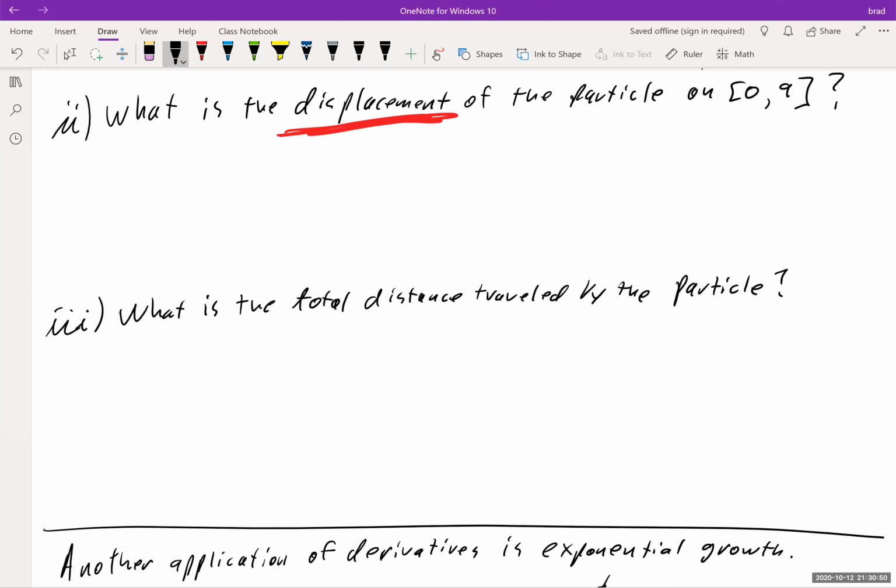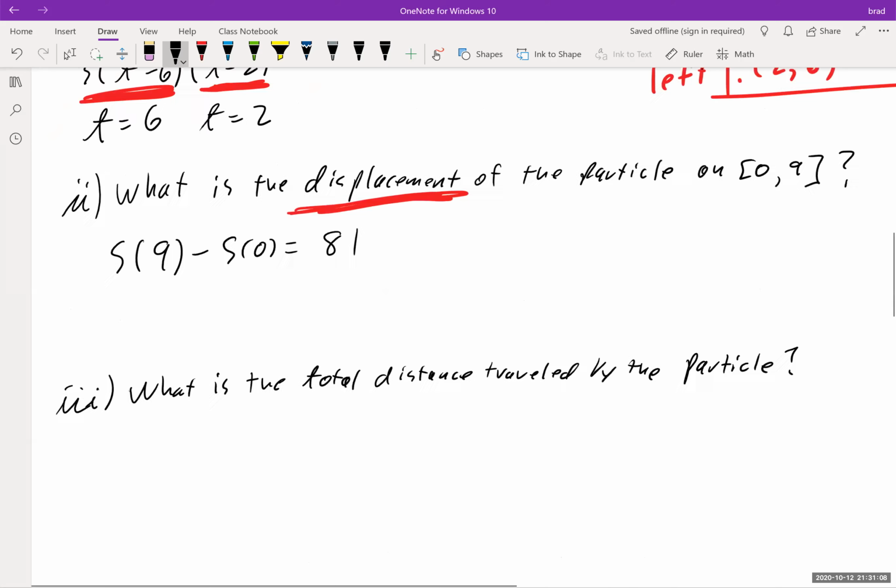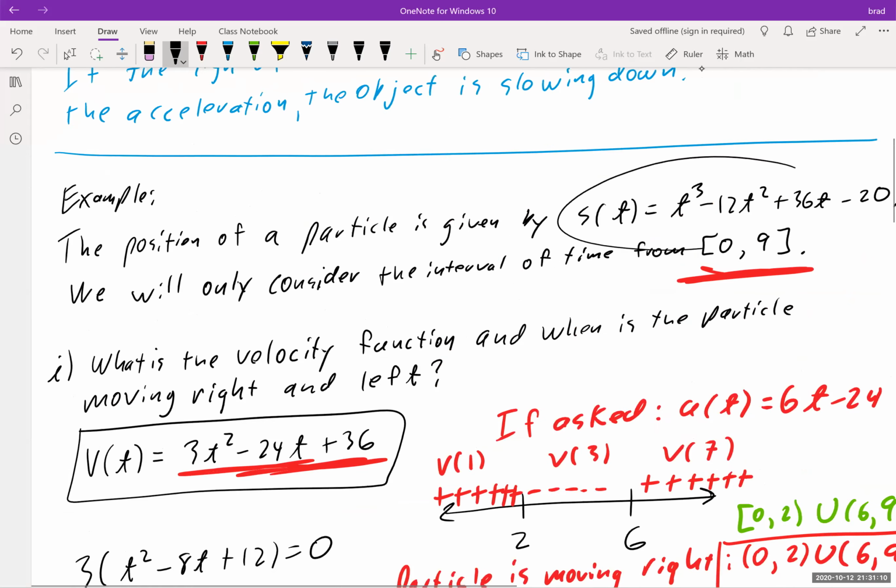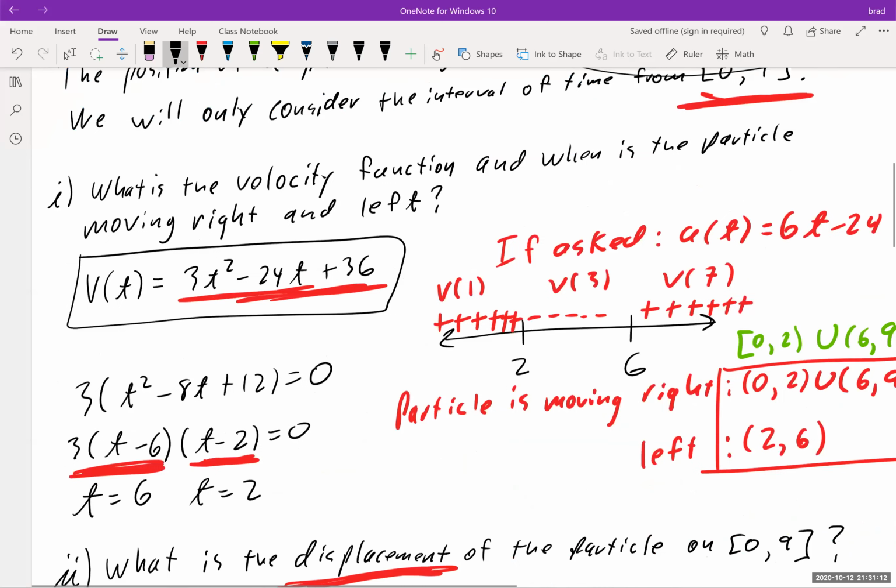It's talking basically about how far you are away from your initial position. So what I'm going to do is I'm just going to say S of, now again, we're talking position now, so we're going back to the position function. S of 9 minus S of 0 equals, now when you plug that in your calculator, you should get 81. So you plug 9 in, you plug 0 into the original position function, way back up here, and you should get 81 after it's all said and done.